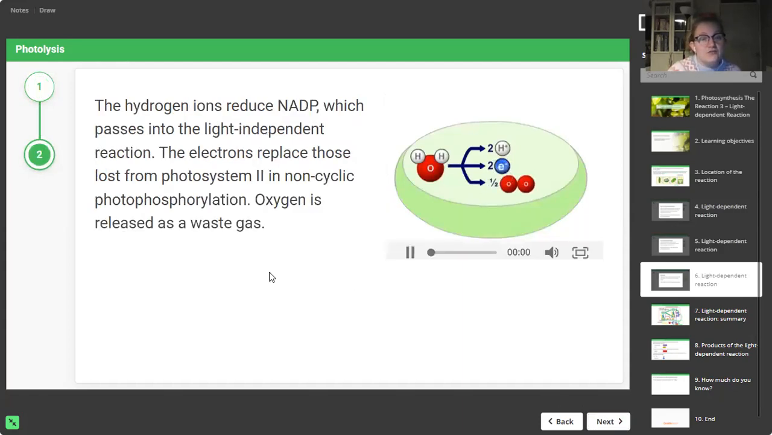The hydrogen ions reduce NADP. So you know how we keep saying, oh yeah, we're going to reduce NADP in a bit. They're what we use to reduce the NADP to reduced NADP, which passes into the light-independent reaction. These electrons replace those lost from photosystem 2 in non-cyclic photophosphorylation. Otherwise, the photosystem 2 would just lose electrons, then it would never be able to be used again. And the oxygen is released as a waste gas.